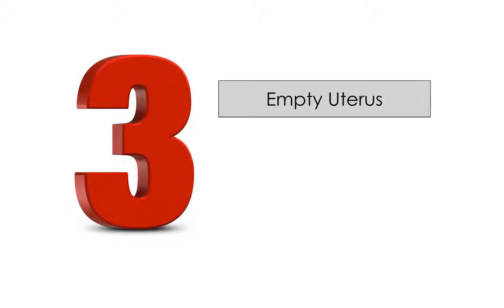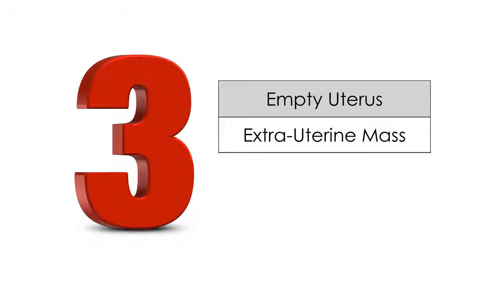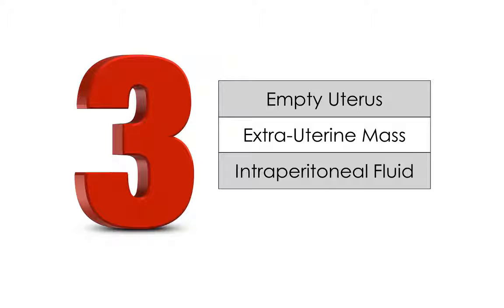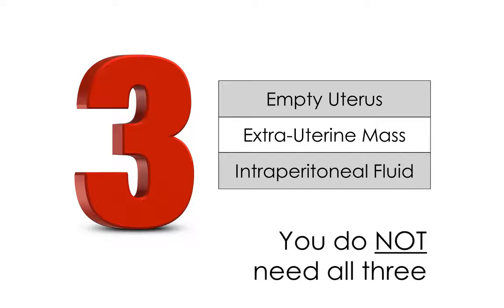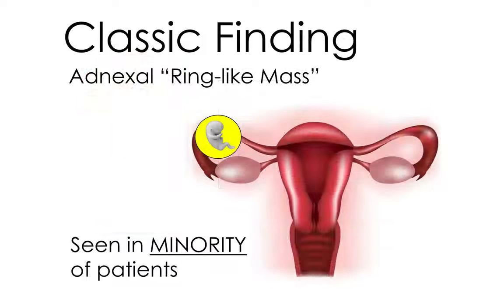On ultrasound, the examiner should look for a non-gravid uterus, an extrauterine mass, and free intraperitoneal fluid. However, you do not need all 3 findings to make the diagnosis. The classic finding is an adnexal ring-like mass. Unfortunately, this is seen in the minority of cases of ectopic pregnancy.